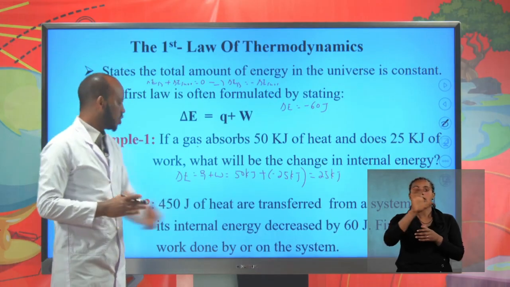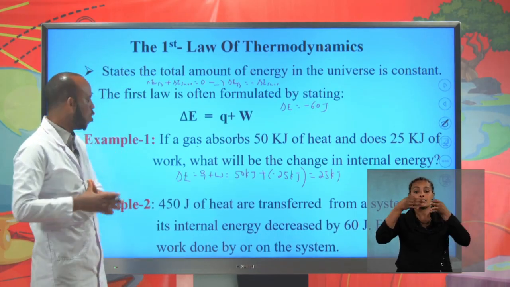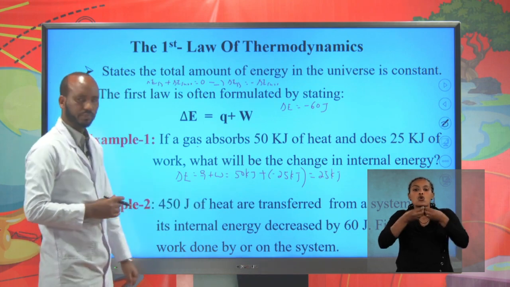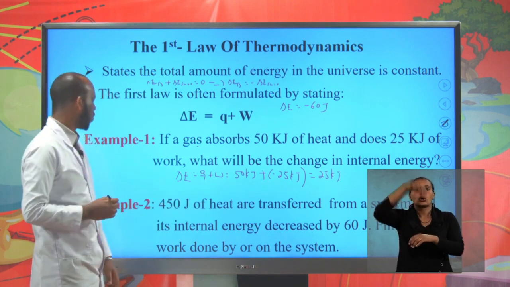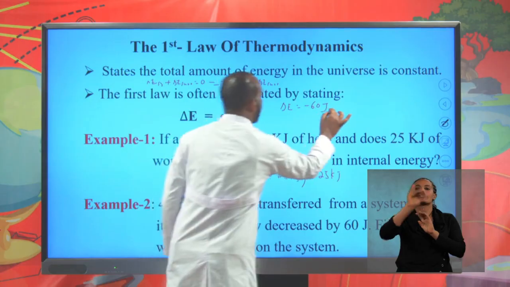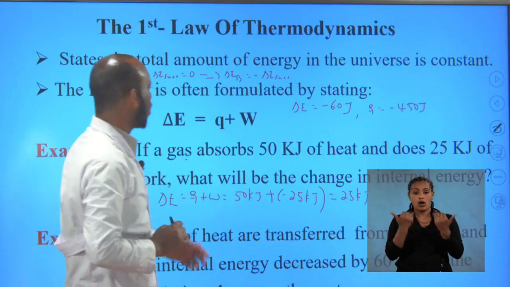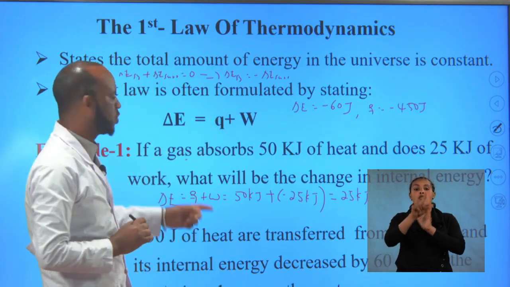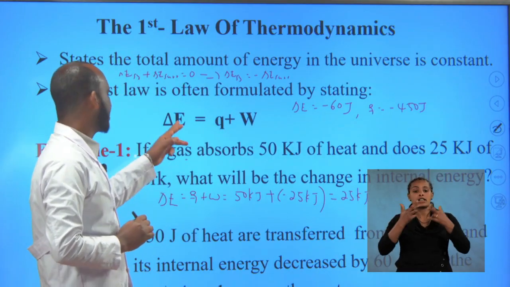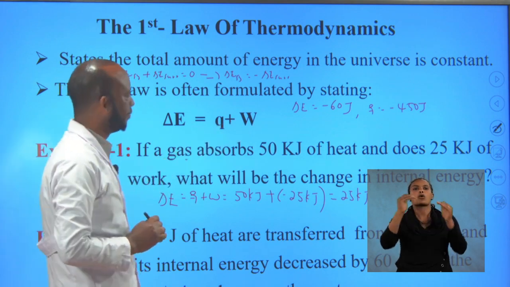Delta E, change in internal energy, is minus 60 joule. 450 joule of heat are transferred. Now the system loses energy as heat. Q is minus 450 joule. Now, from the first law of thermodynamics, we have this relation, delta E equals Q plus W.